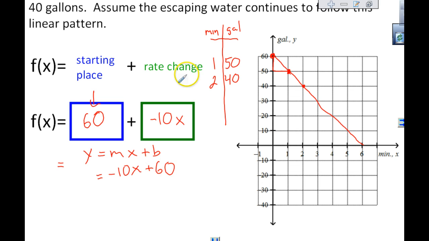Okay. And again, we could get it here. That goes down by 10. That goes down by 10. We can go the other direction, up by 10. And we know 0, 60 is the starting point.